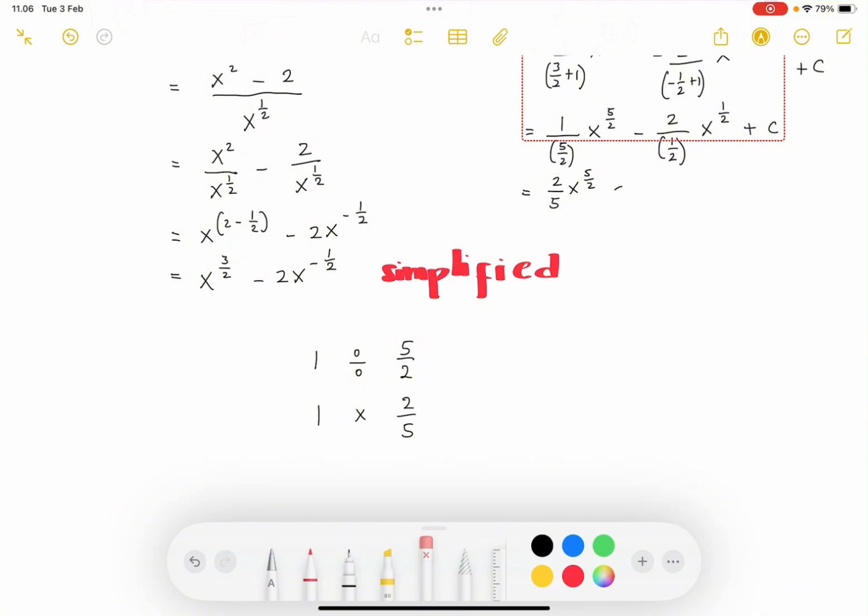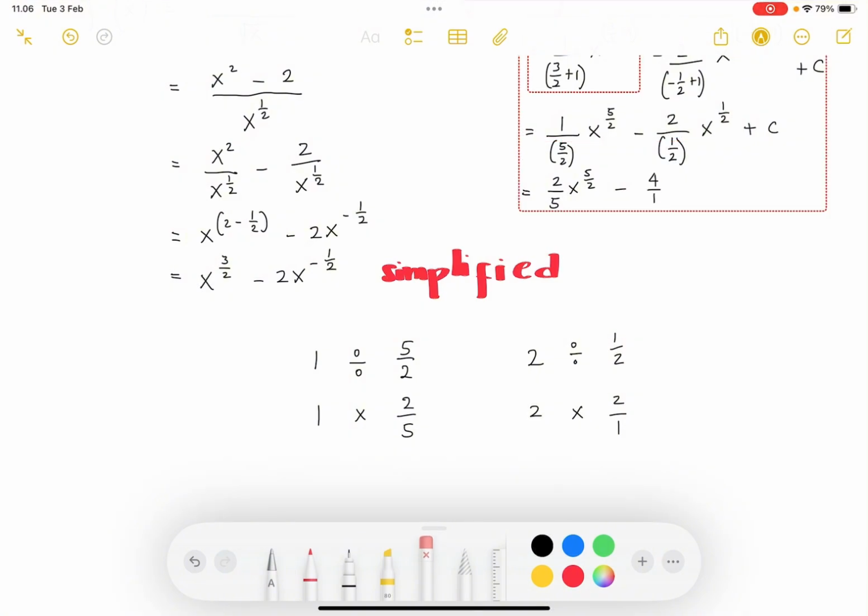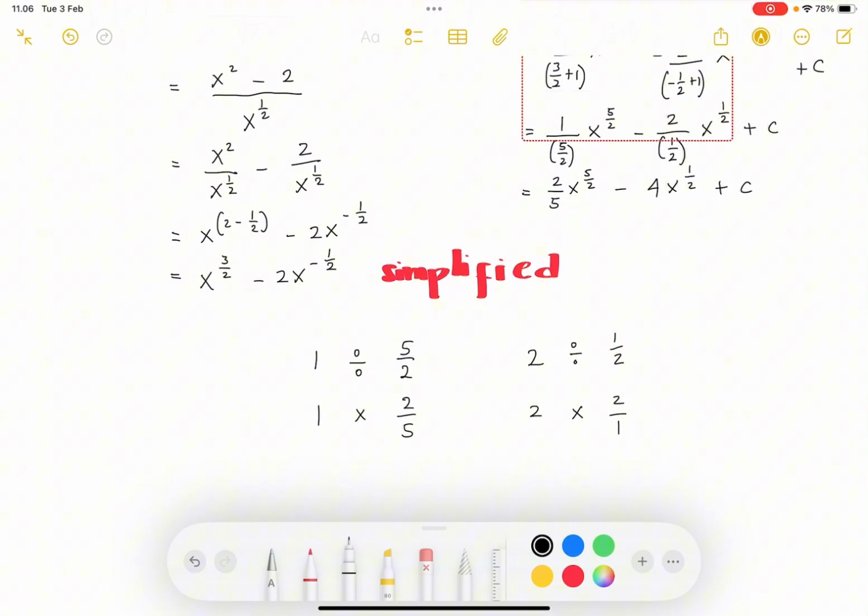What about the second one, miss? Just the same. Again, we do it here. 2 divided by 1 over 2, so it means 2 over 1 times 2 over 1. What is it? Yes, 4 over 1. Because that is over 1, or divide by 1, no need to write 4 over 1. I will just write 4, x to the power of 1 over 2 plus c.